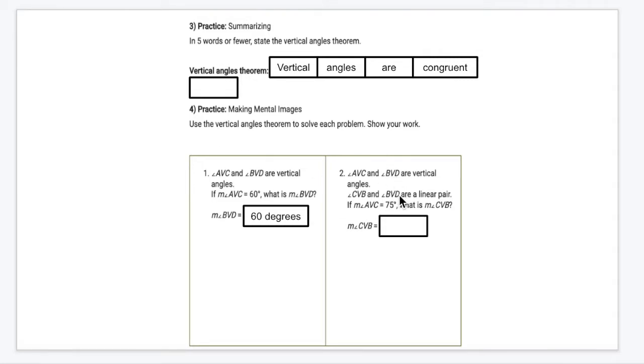And I know that BVD, which is 75 degrees, and CVB are going to be a linear pair. So I know that they add up to 180. So in order to find out what angle CVB equals, all I have to do is subtract 75 from 180. So 180 minus 75, right? I'm going to take the whole measure of the linear pair, which is 180 degrees, and I'm going to subtract the angle measure that I know, which is angle BVD, 75 degrees. So when I do that, I end up getting 105 degrees. And so that's going to be the measure of angle CVB.